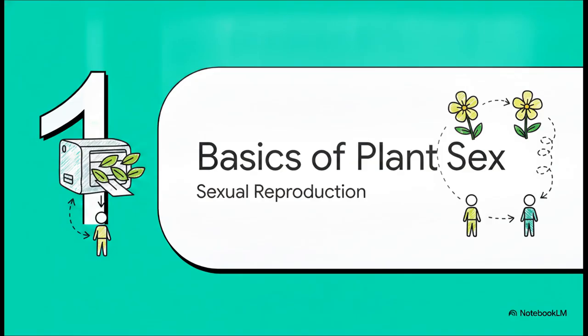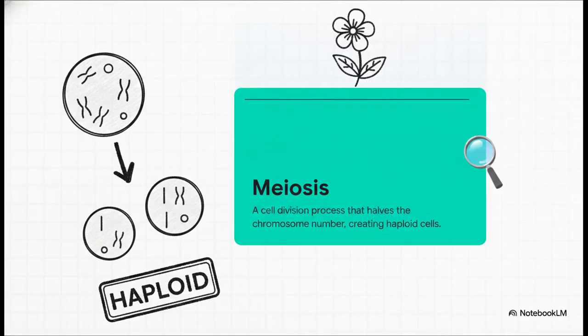All right, Section 1, the basics of plant sex. Let's break down sexual reproduction. So unlike asexual reproduction, which is basically just nature's biological copy machine, sexual reproduction in flowering plants strictly requires two parents. And to actually make this happen, we rely on a mechanical process called meiosis.